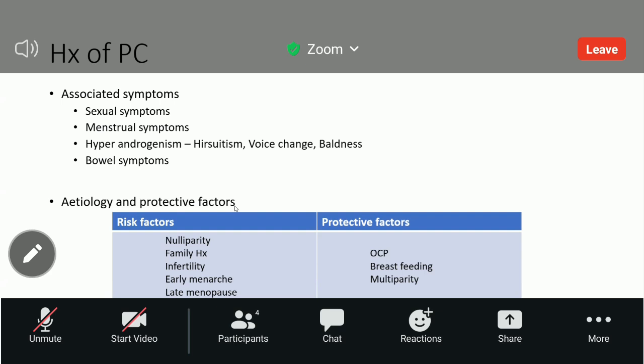Then after finding confidently that this is a case of ovarian cancer, we have to move on to find out the etiology, the protective factors, and what has been done up to now. Those things we have to cover. For that, we have to know what the risk factors for ovarian cancer are and what the protective factors are. We have to ask about these factors.